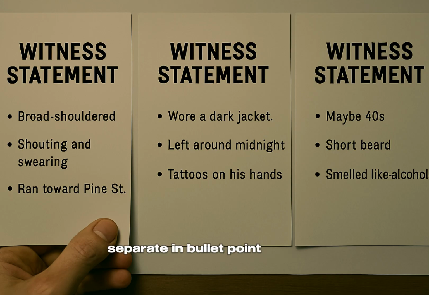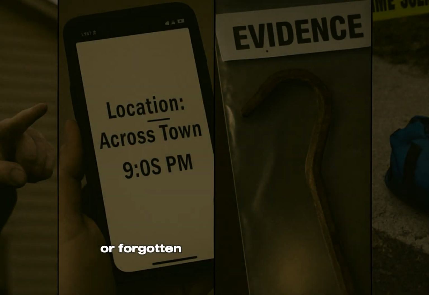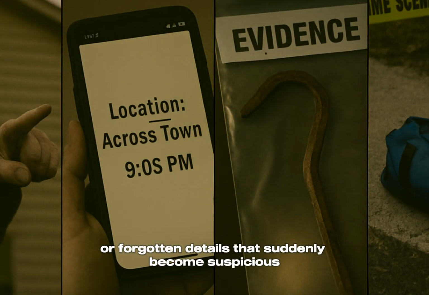1. Separate and bullet point witness statements. Read each one individually. Write out the events in bullet points. No opinions, no assumptions, just facts. You line them up side by side. Once you have them in bullet form, compare them directly. This is where you'll see timelines clash or forgotten details that suddenly become suspicious.